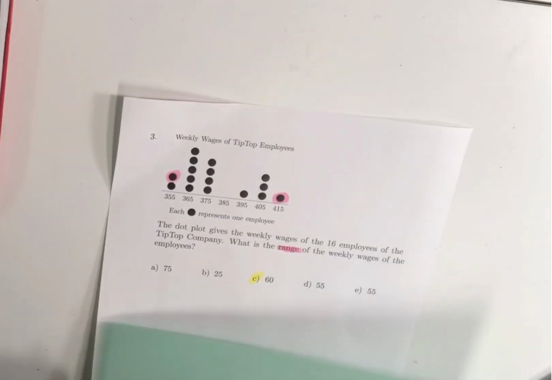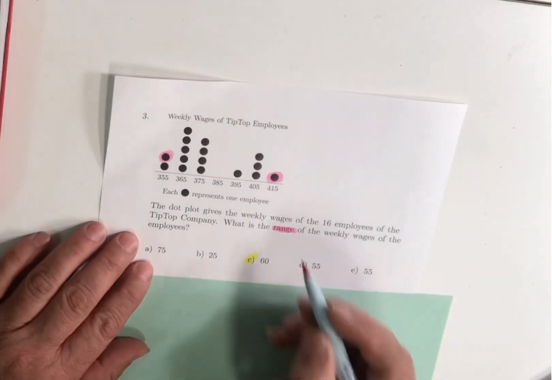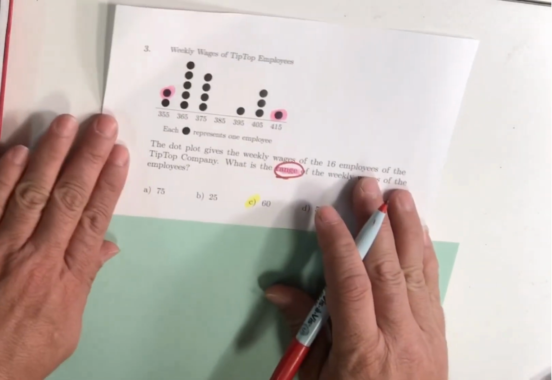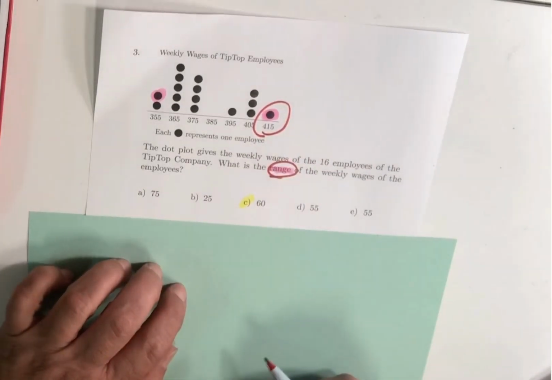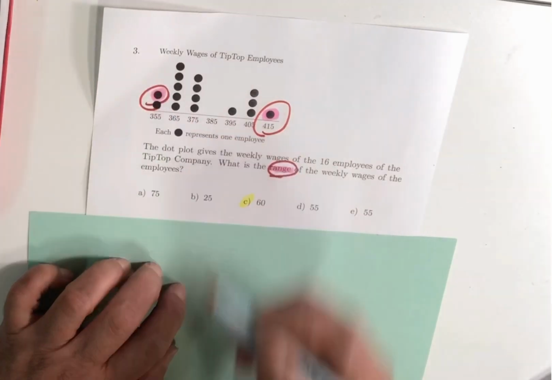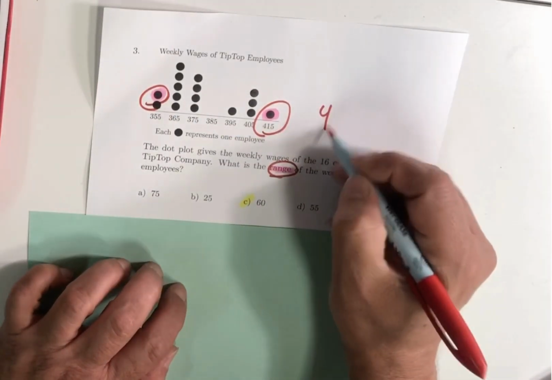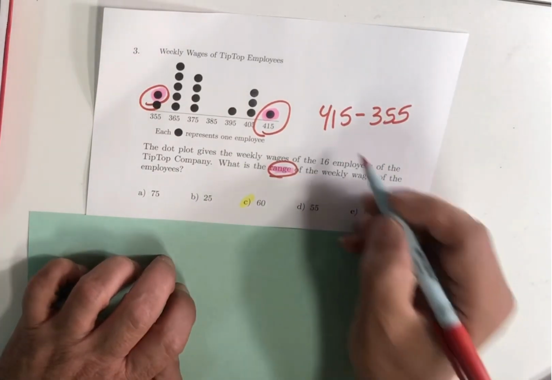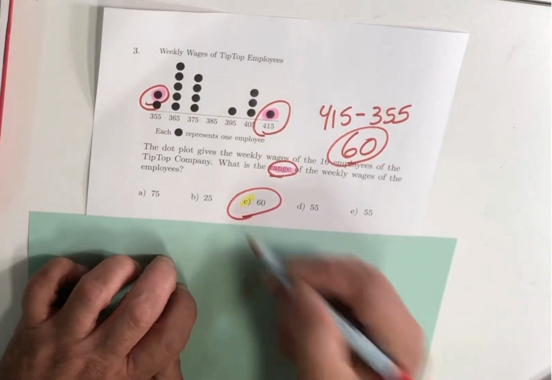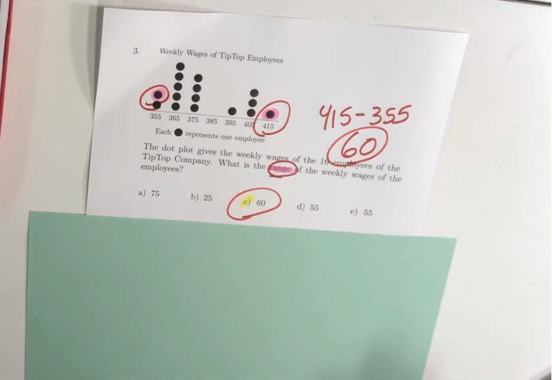Alrighty, I know you're probably wondering, it's going to get harder, mister. Yeah, okay, we'll see. Keyword is the range. Well, again, reviewing what we've learned, the range is the highest take away the lowest. Okay, the highest value is 415. The lowest value is 355. So 415 take away 355, and whoop-a-doodles, we got 60. Yep, the answer is letter C. Okay, that's 3.